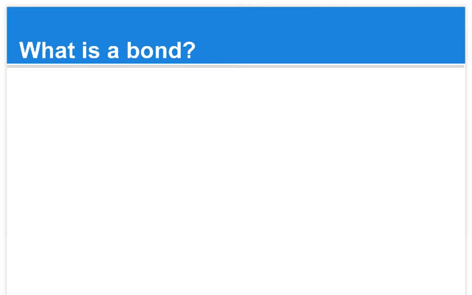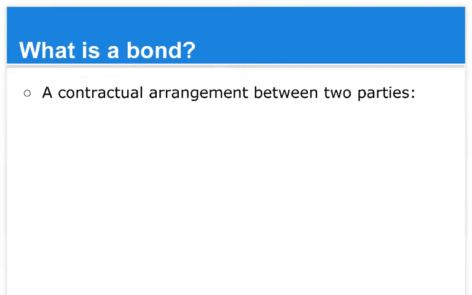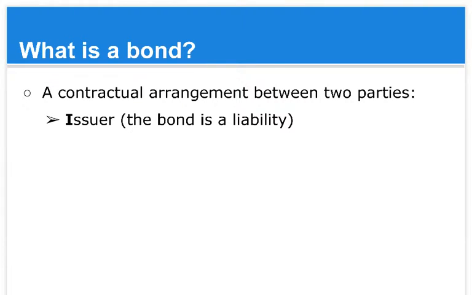A bond is defined as a contractual agreement between two parties. The first of those parties is the issuer of the bond. And as you can see here, the bond will create a liability for the issuer. So for the issuer of the bond, it is a liability.